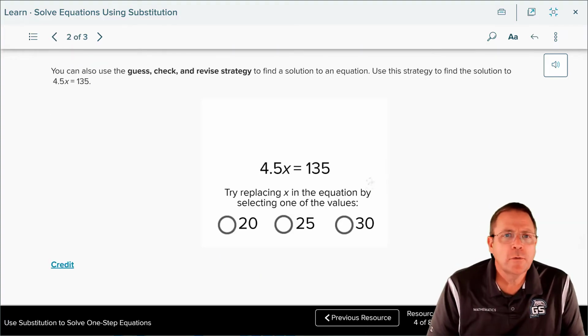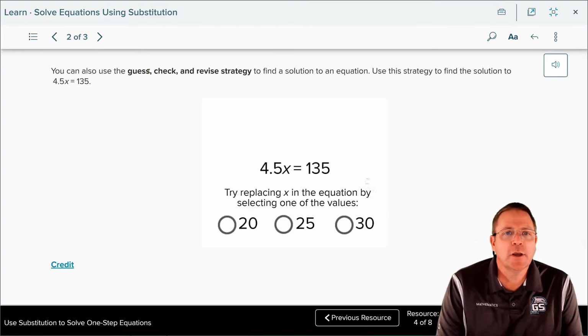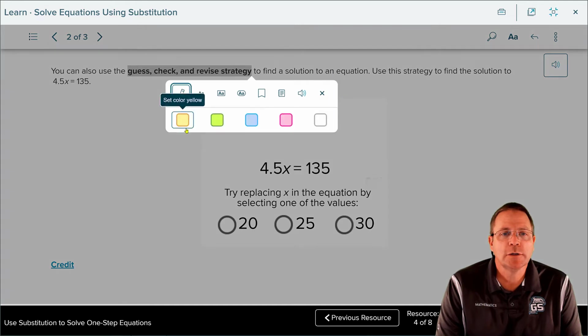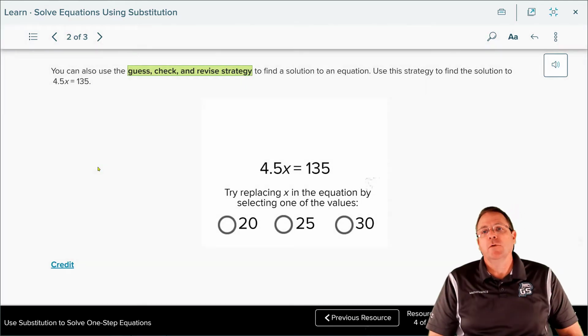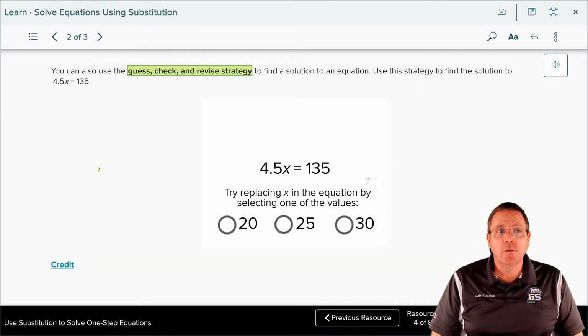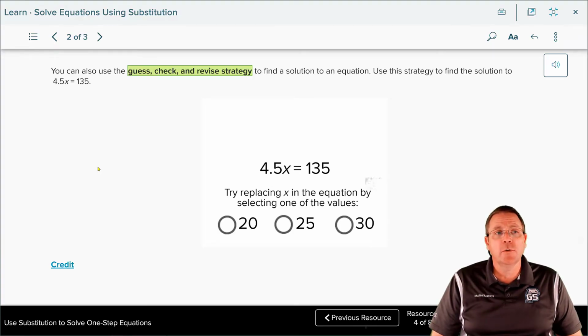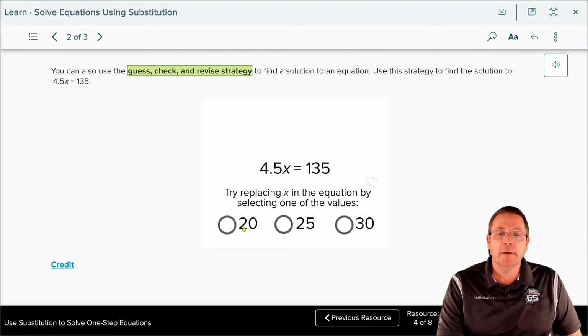The textbook also allows you to use the guess, check, and revise strategy, which is going to be a vocab term, to find the solution of an equation. And we're going to use that strategy to solve 4.5x = 135. To do that, they're saying, well, guess some numbers. They guessed 25, they guessed 20, they guessed 30, and they plug them in to see what happens.